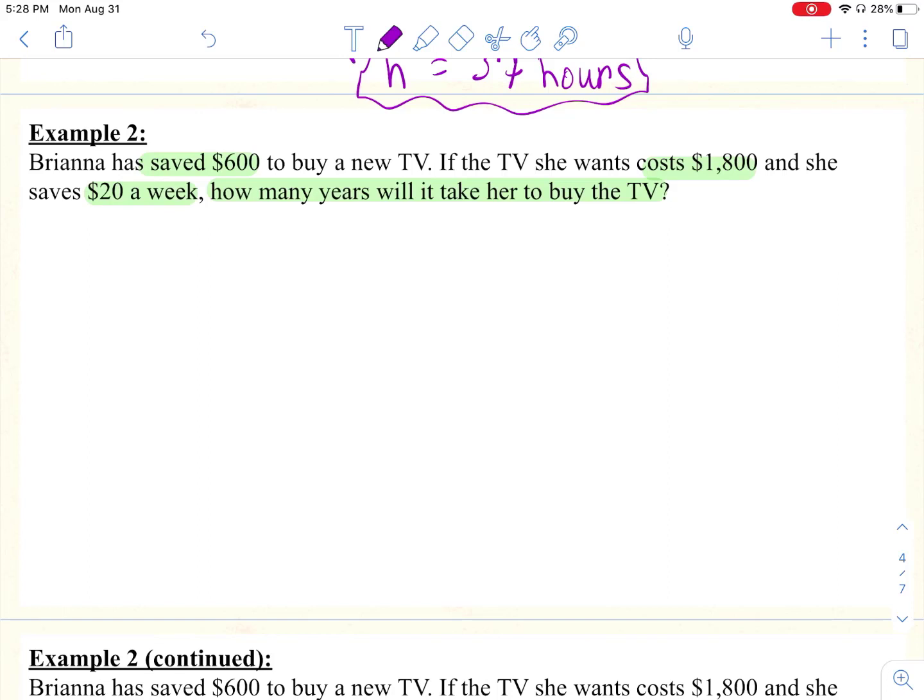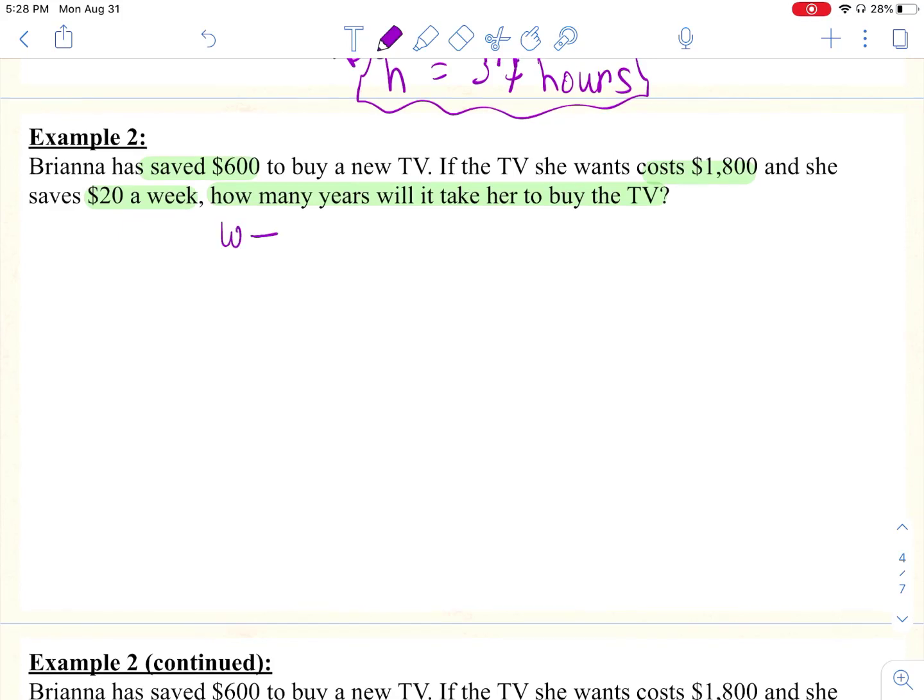So the question asks how many years will it take her to buy the TV, but she saves $20 a week. We're working with two different units here. So what we need to do is solve for weeks first, and then we'll end up converting that to years. So we're going to have W equal the number of weeks.